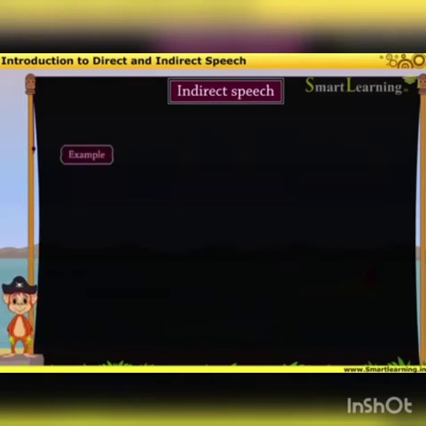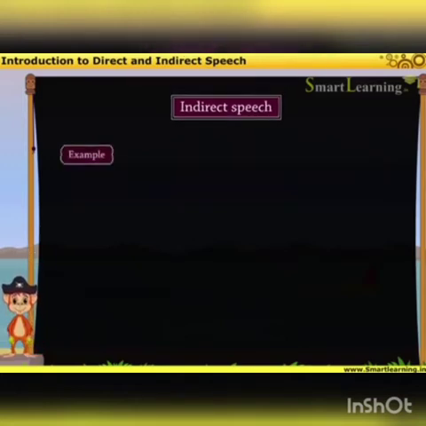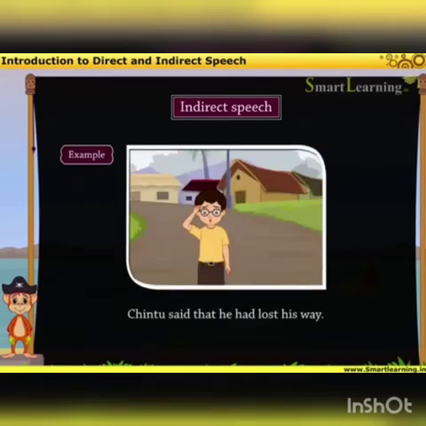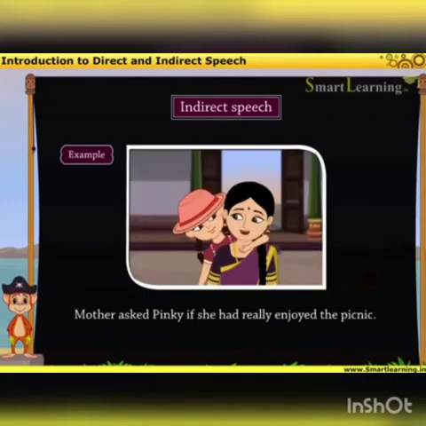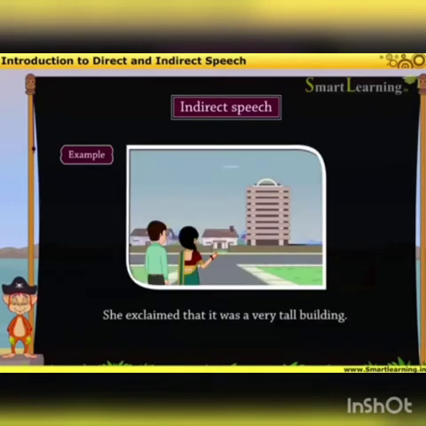These are some more examples of indirect speech. Chintu said that he had lost his way. Mother asked Pinky if she had really enjoyed the picnic. She exclaimed that it was a very tall building.